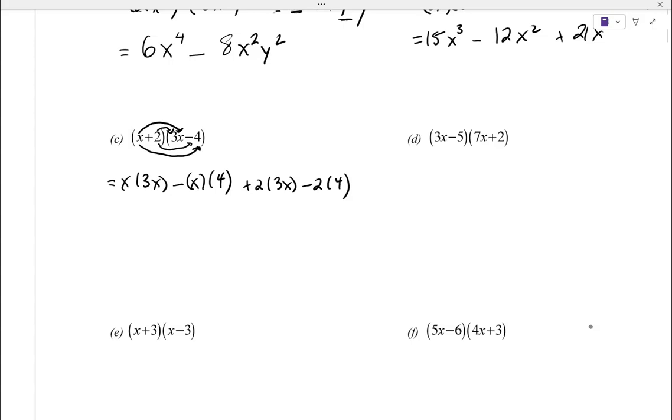We did the first terms multiplied together. We did the outer terms multiplied together. Inner terms multiplied together. Last term multiplied together. This is the way that we help you remember what they multiply together. Again, you don't really have to remember the words. You just have to remember, take the first thing, distribute it through. Take the second thing, distribute it through, and just keep going until you run out of terms.